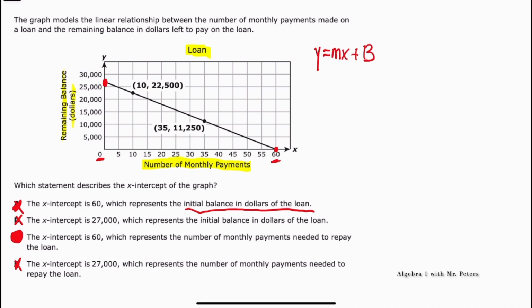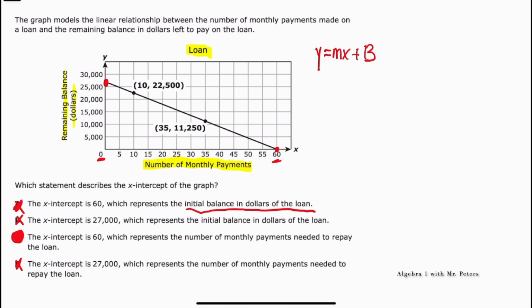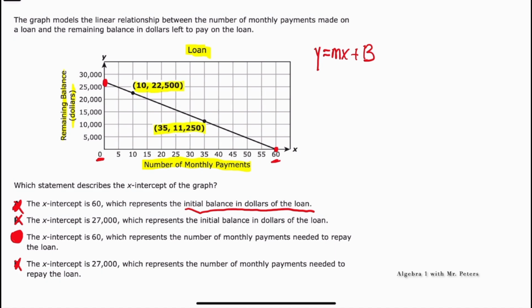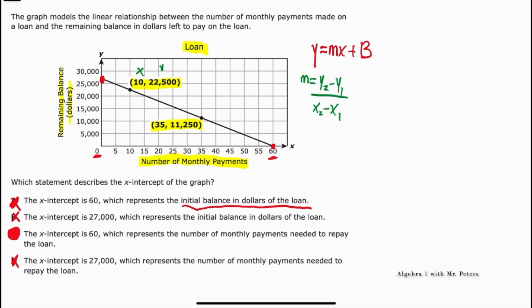Now, let's say they wanted us to create an equation to represent this situation. Would we be able to? And the answer is yes. So now if you look back on our screen and you look at these two ordered pairs, the first thing we'd have to do is to determine what is the slope. So I would use that slope formula. M is equal to y2 minus y1 divided by x2 minus x1. And we have our x and y from both of these ordered pairs.